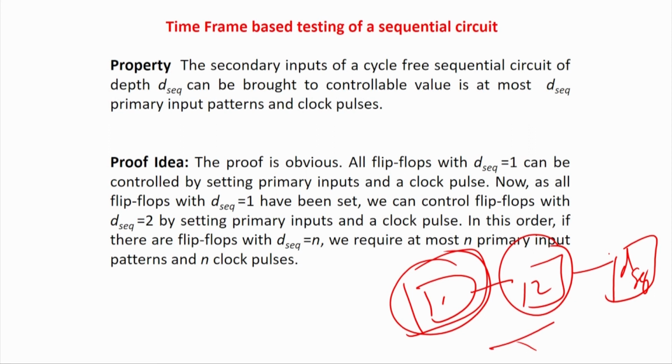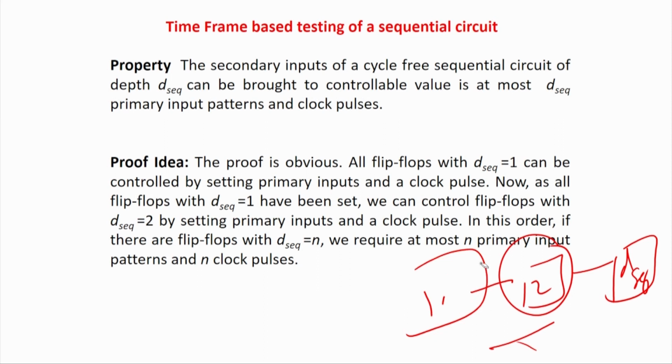So, any flip flop at the level D sequence can always be controllable by test patterns whose number is equal to D sequence. The number of patterns required will be at most D sequence, and a clock pulse has to be applied for each pattern because flip flops keep on moving the data on clock edges. So, that is the idea.